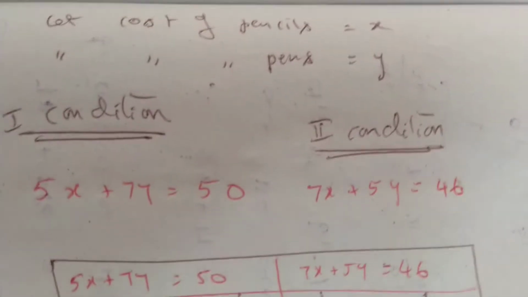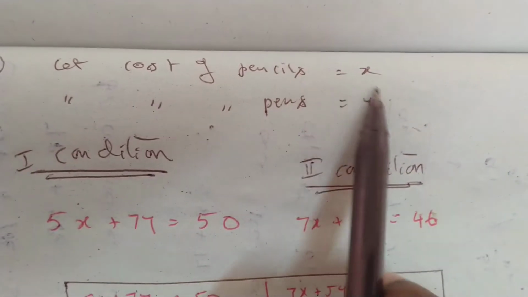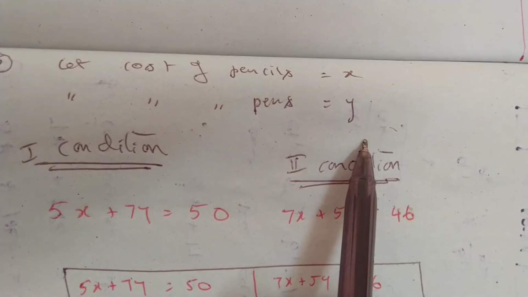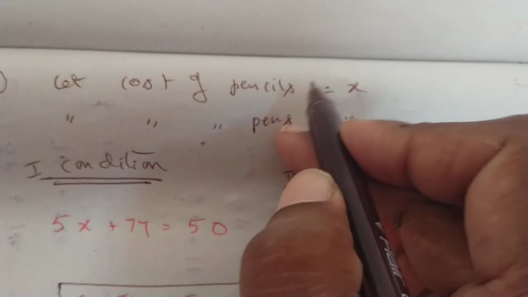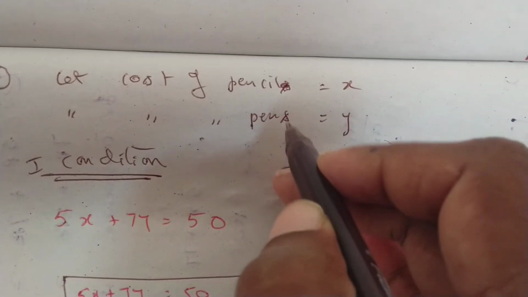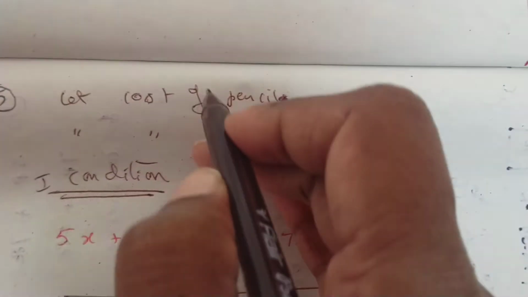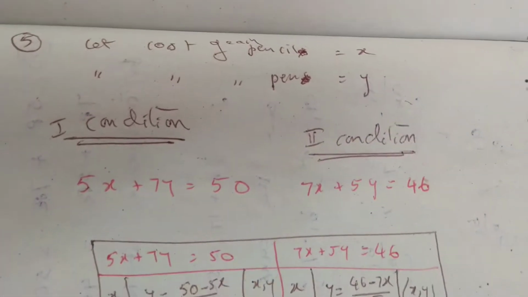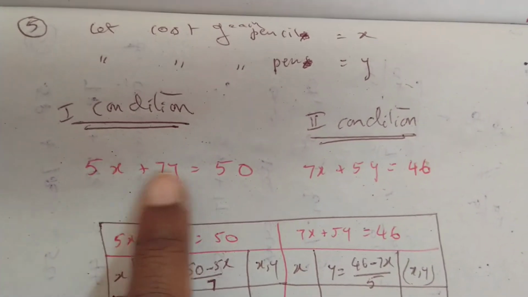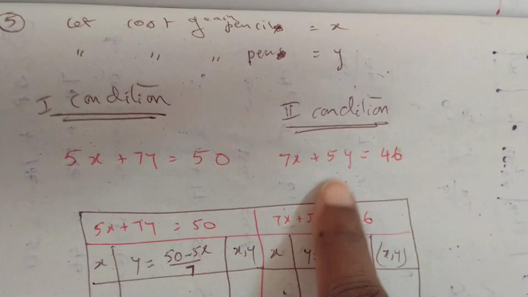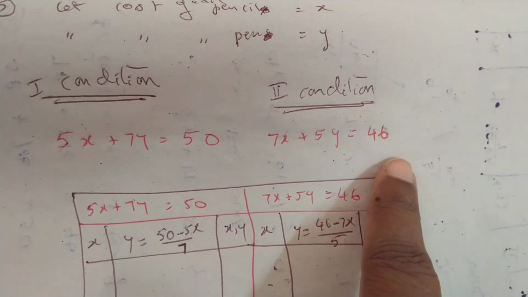Okay, right. So now how to solve it? Write the equations and then find out the solution for that. So now the equations are, let the cost of each pencil be x, let the cost of each pen be y. Right. So how many pencils are bought in first condition? 5 pencils. So 5x plus 7y is equal to 50. In the second condition it is 7x plus 5y is equal to 46.